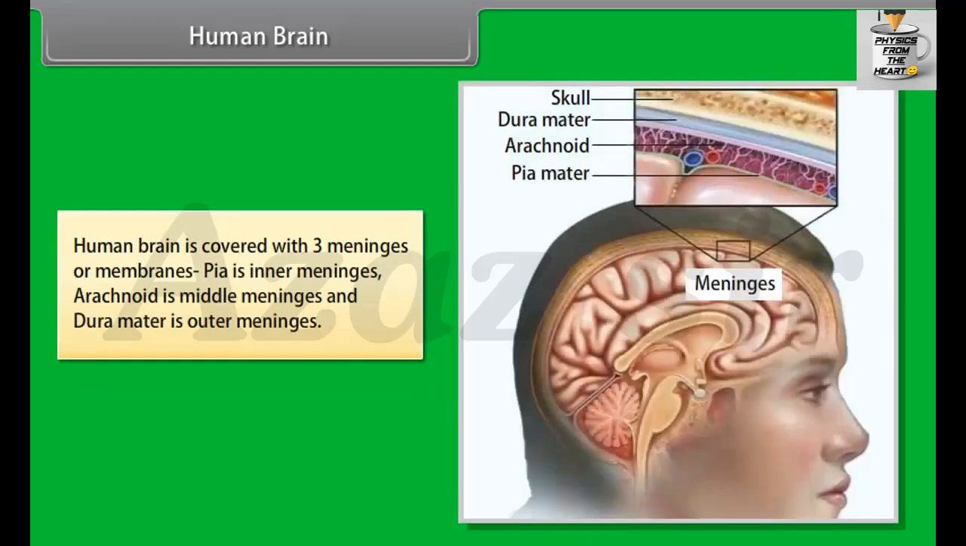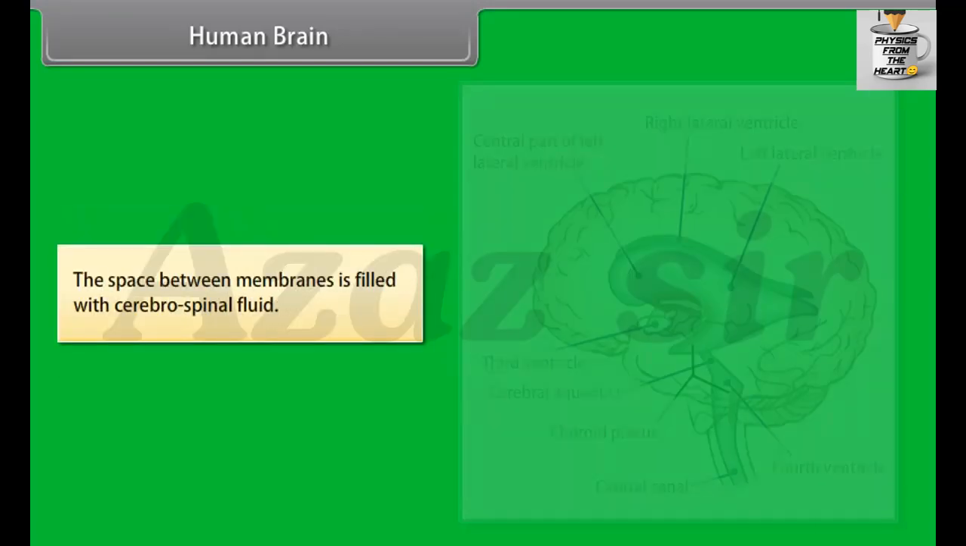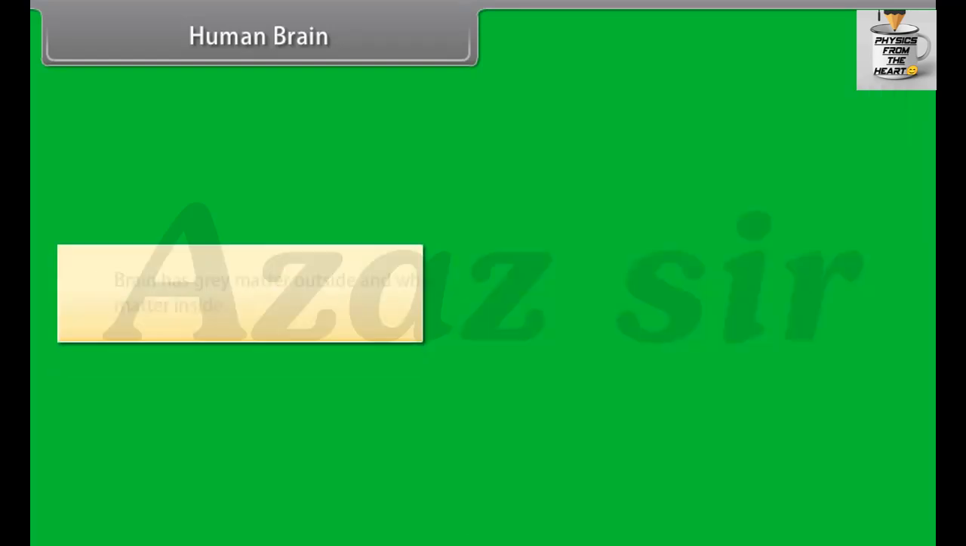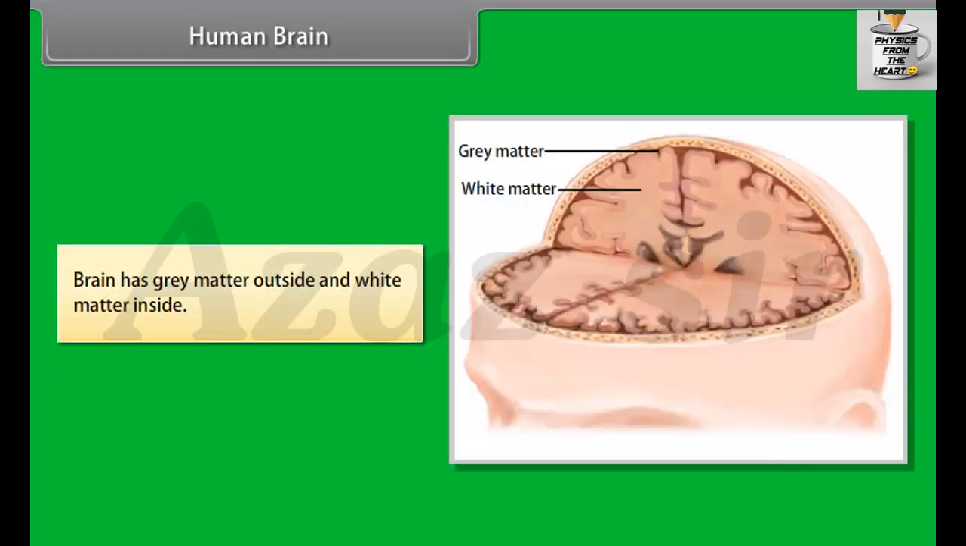Human brain is covered with 3 meninges or membranes. Pia is the inner meninges, arachnoid is the middle meninges, and dura mater is the outer meninges. The space between membranes is filled with cerebrospinal fluid. Brain has gray matter outside and white matter inside.